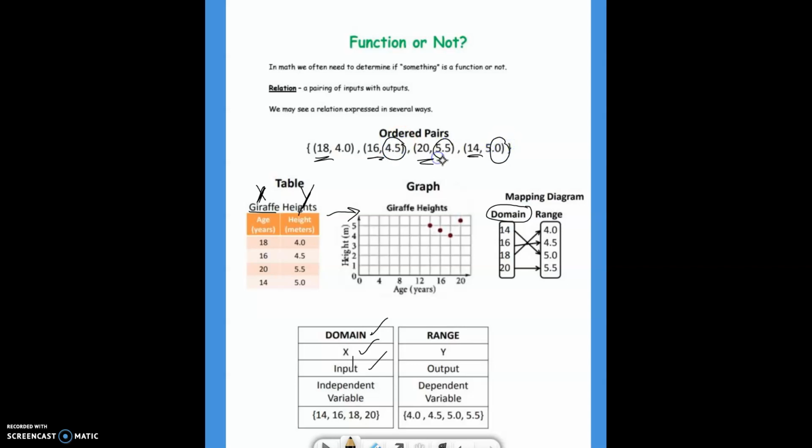The reason we call it dependent is, if you're talking about the height, your height depends on how old you are. So that's why it gets the name dependent variable. And independent is kind of on its own. It doesn't depend on anything.